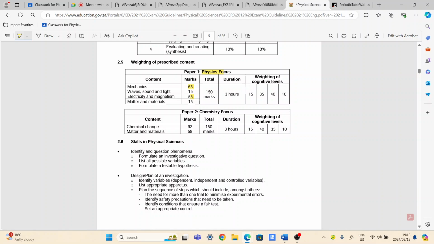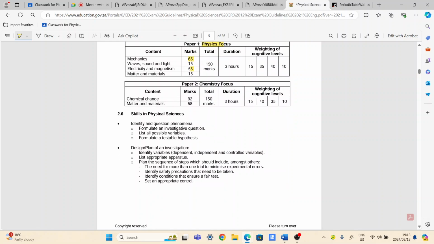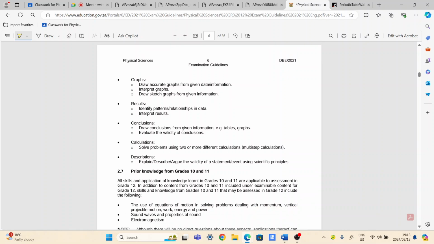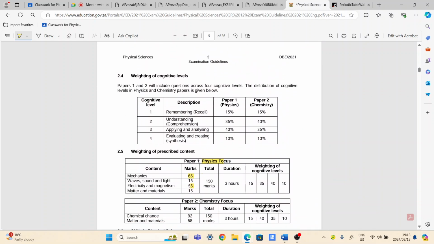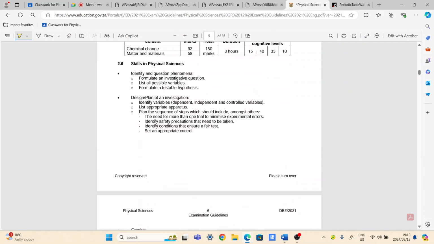Okay, that's fine. Moving on to paper 2, you see chemical change and matter and material. Again, it's a very, very basic breakdown here. There's actually a more comprehensive one if you scroll down, which I will get to now. I just want to go over this here quickly.